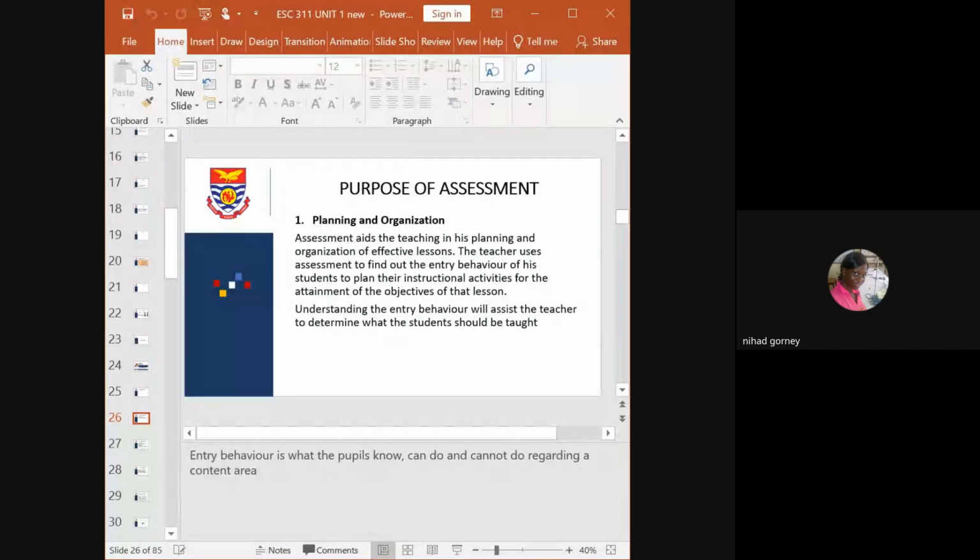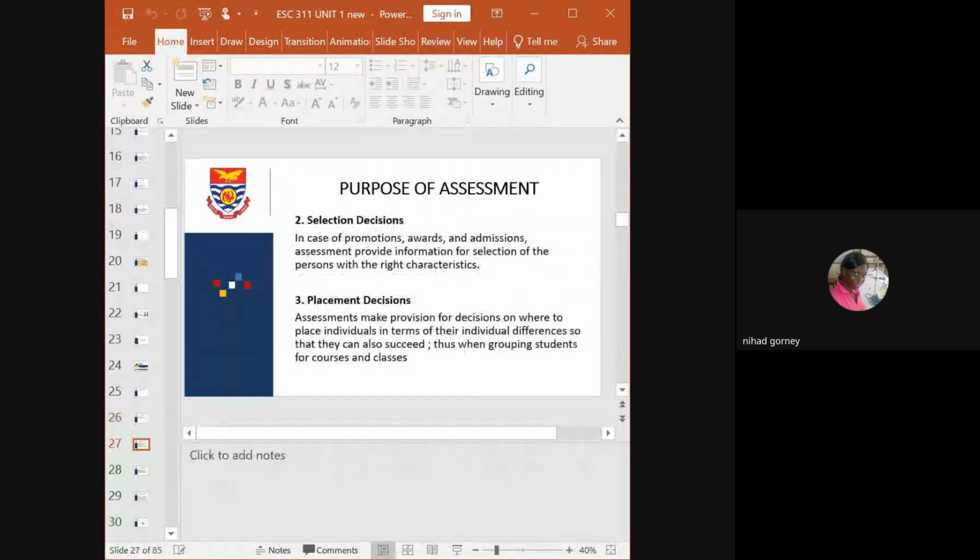So to attain the learning outcomes of that lesson. If you understand the entry behavior of the student, the teacher will then determine what the student should be taught in the various content you want to teach. Entry behavior has to do with what students know, what they can do, and what they cannot do, or what they don't know about the topic. So normally, what do we use? We use a review of relevant previous knowledge to check students' entry behavior, and that is a form of assessment that helps us to know how far students have learned or what they know about topics, so that when we are moving, we know what to do so that we can achieve the objectives of the lesson.